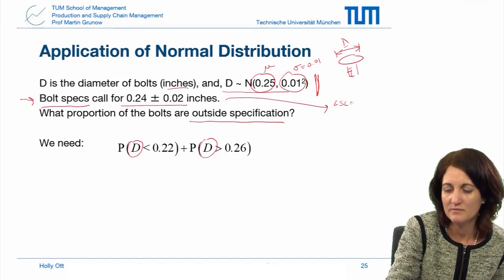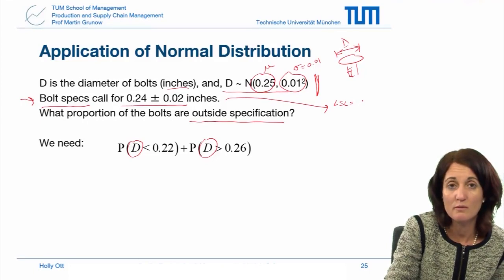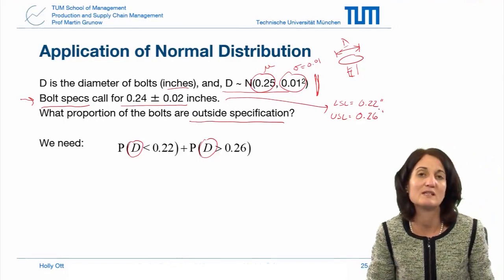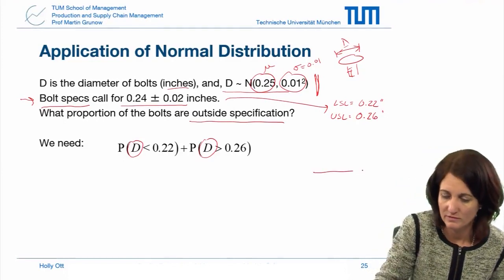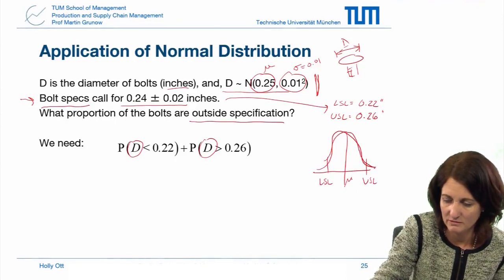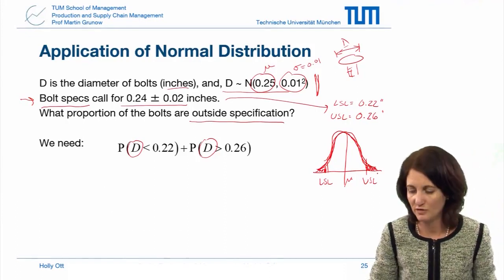The lower spec limit is going to be 0.24 minus 0.02, 0.22 inches. And the upper spec limit is going to be 0.24 plus 0.02 inches, which is 0.26 inches. So we're interested in looking, draw this again. The lower spec limit, upper spec limit, we have our mean. Terrible picture here. We're interested in these two parts of our distribution.